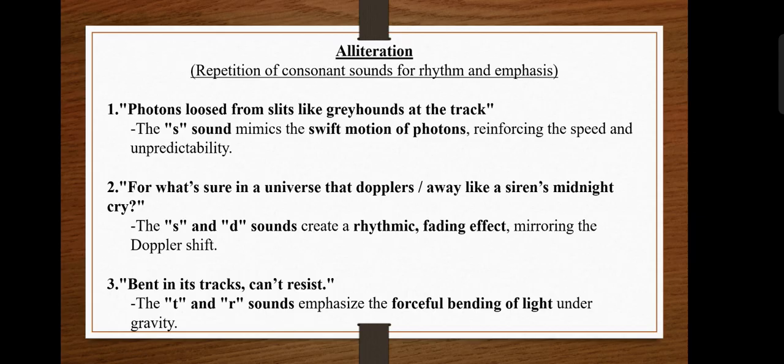And in the third line we can see "bent in its tracks can't resist." Here we can see the repetition of the T and R sounds that emphasize the forceful bending of the light under gravity. Bent in its tracks can't resist. The pronunciation of the T sound varies according to the words used, and it emphasizes how the light is forced to bend under gravity.